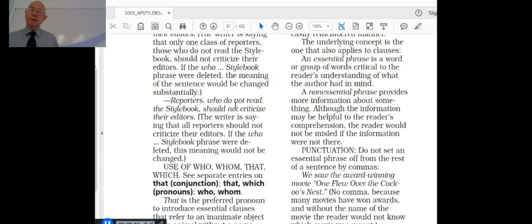So taking that out, if that's what the writer means to say, then that clause that's set off by commas can be eliminated, and it doesn't change the meaning of the sentence because it was non-essential. It was not the point. So it wasn't defining which reporters you were talking about. They're saying all reporters do not read the style book, and all reporters should not criticize their editors. So that clause was non-essential.